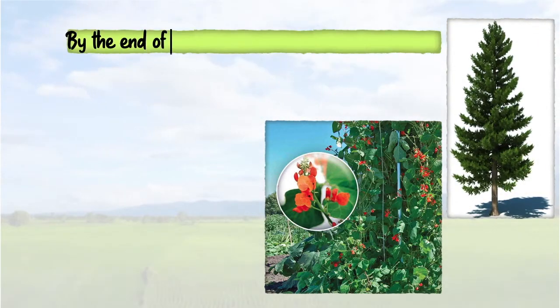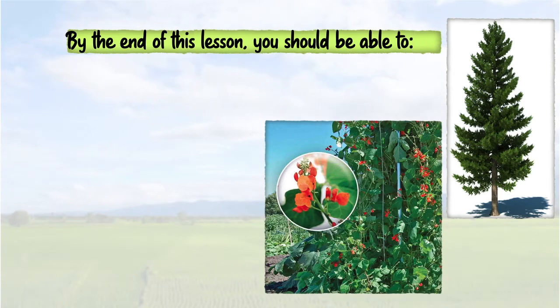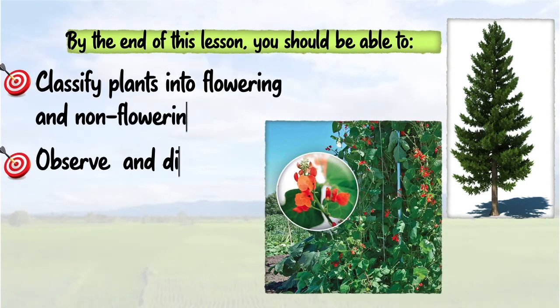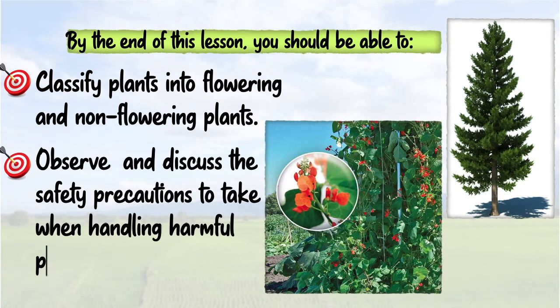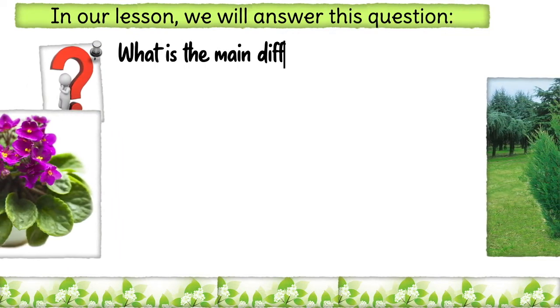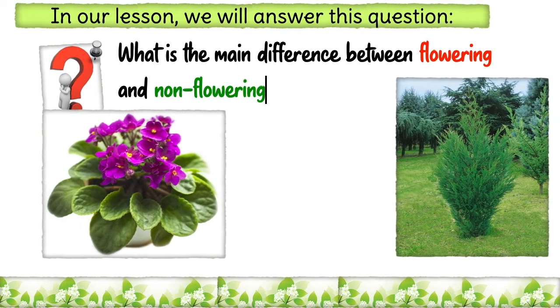By the end of this lesson, you should be able to: 1. Classify plants into flowering and non-flowering plants, and 2. Observe and discuss the safety precautions to take when handling harmful plants. In our lesson, we will answer this question: what is the main difference between flowering and non-flowering plants?